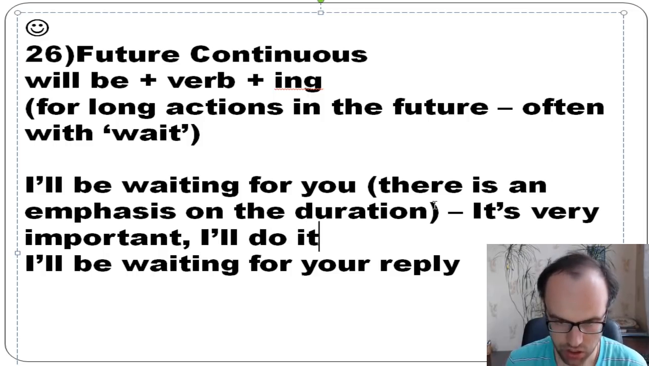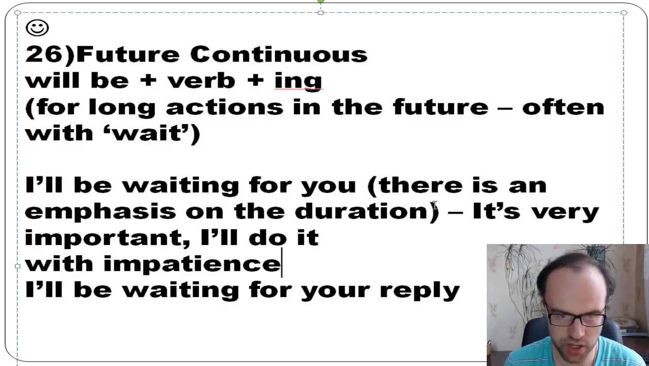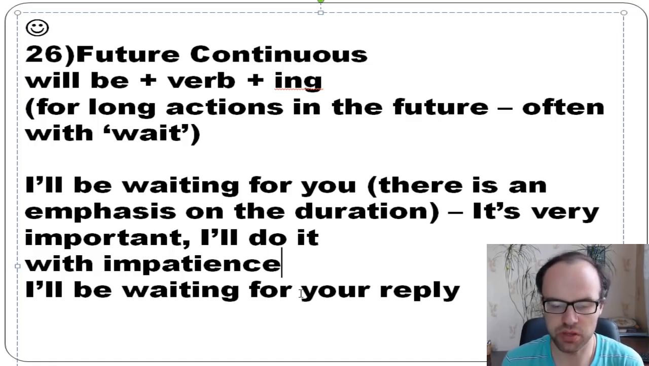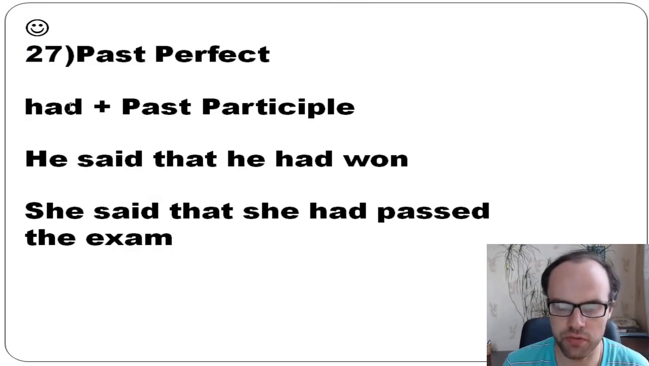I'll do it with impatience. Okay? It's very important. And I'll be waiting for your reply, yeah? So we also see an emphasis on the duration. Your reply is very important for me and I'll be waiting. So it's future continuous.